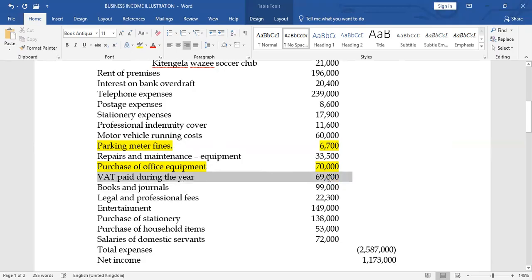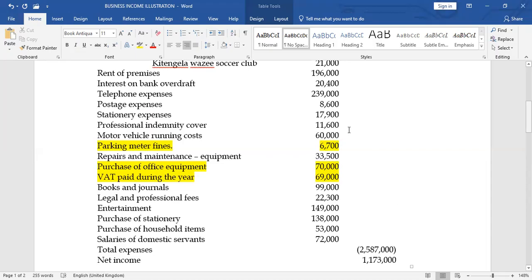VAT paid. Any tax that has been paid is not allowable, and I can tell you why. When you pay VAT, it's not your expense, because you may charge customers for your VAT. So how is it an expense? You cannot explain it as an expense.